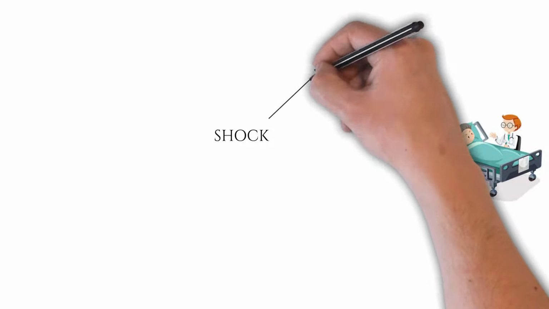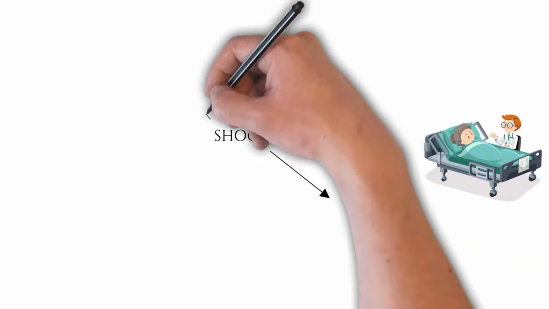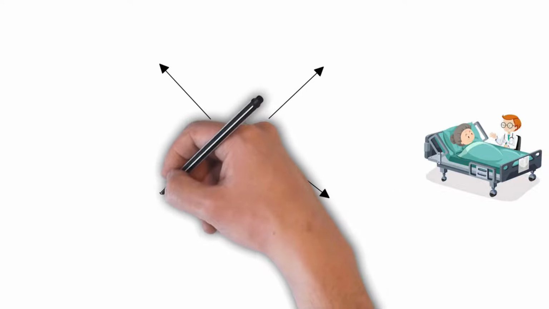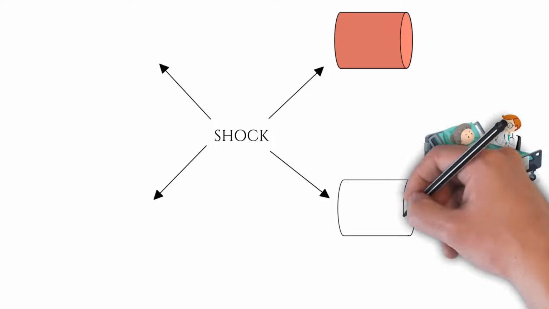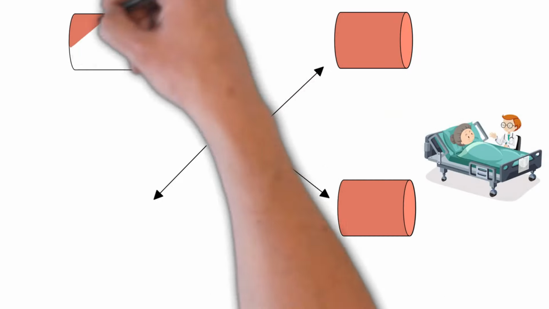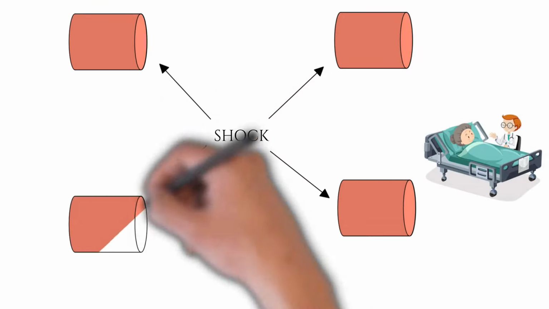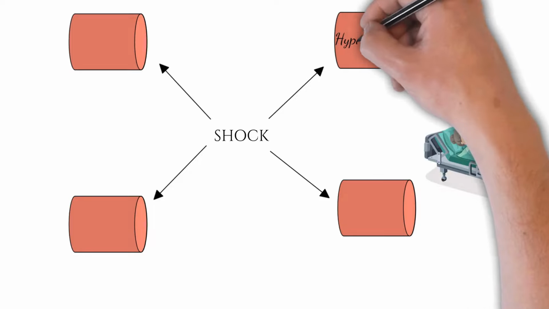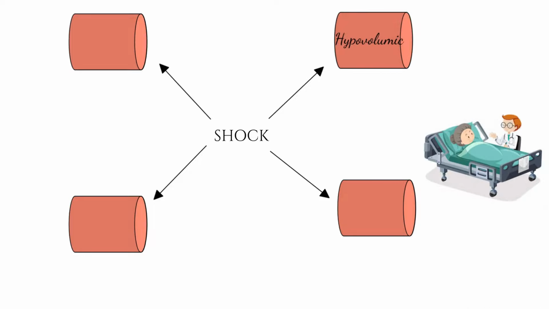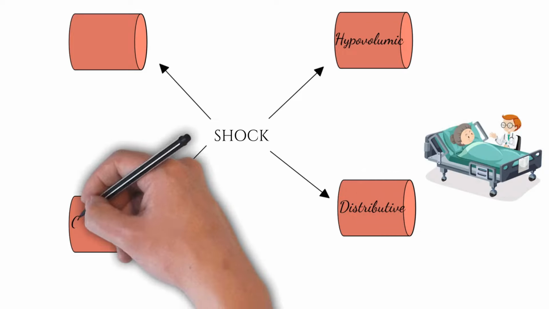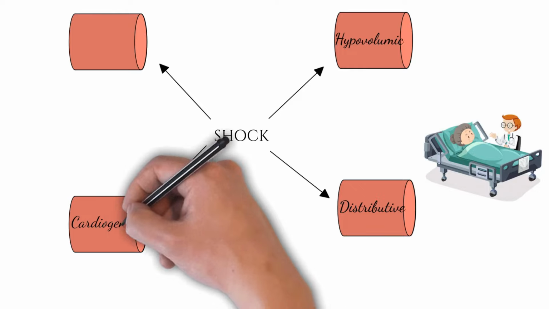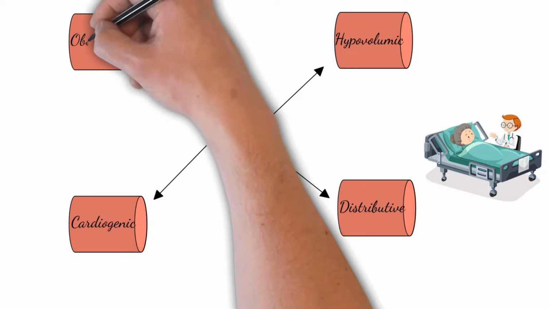Now before going further, we should be aware that shock can be classified into four main types, and these are classified on the basis of their etiologies. So there are basically four types of shock which are classified on the basis of their etiologies. It can be hypovolemic shock, distributive shock, cardiogenic shock, and obstructive shock.